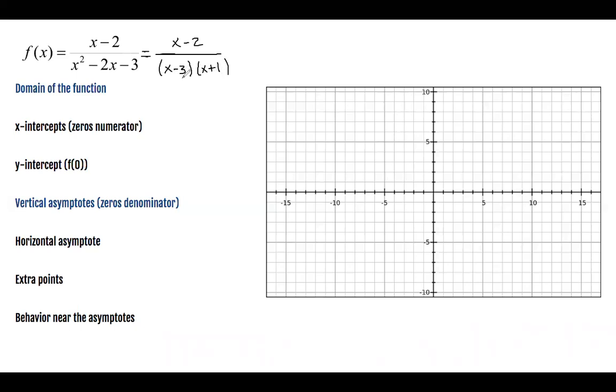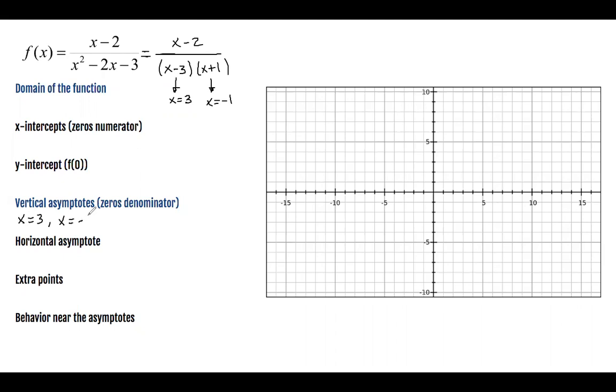If you multiply minus 3 by 1, you get a minus 3. And if you add them, you get a minus 2. So those are our factors. And we're going to use them to find the vertical asymptotes. One vertical asymptote is going to be x is equal to 3. And the other one is x is equal to minus 1. So we already have the vertical asymptotes just like that.